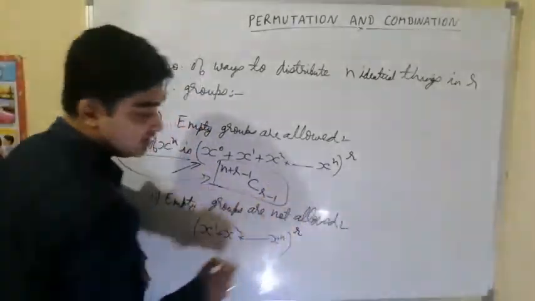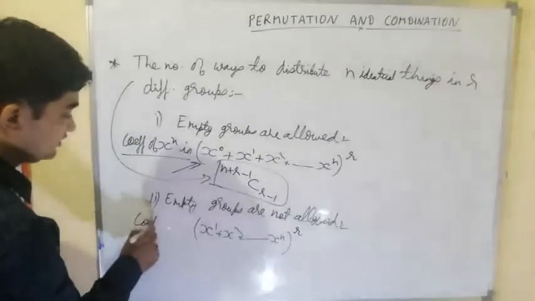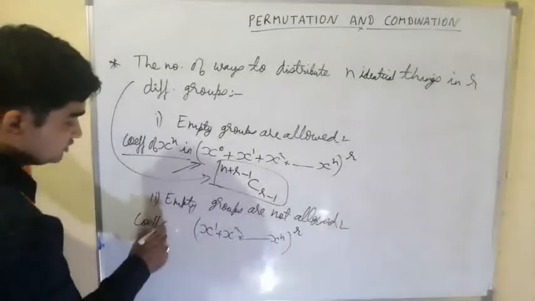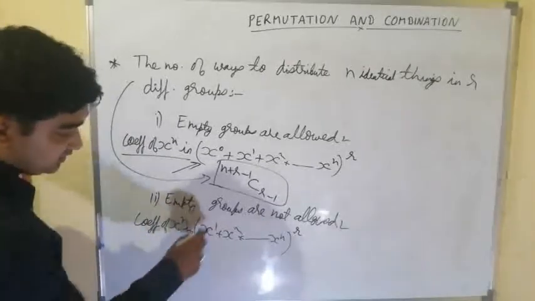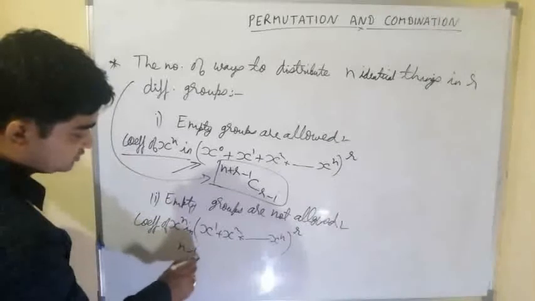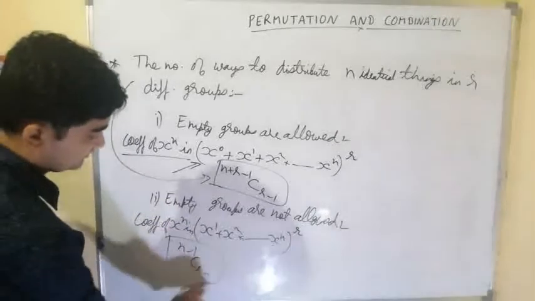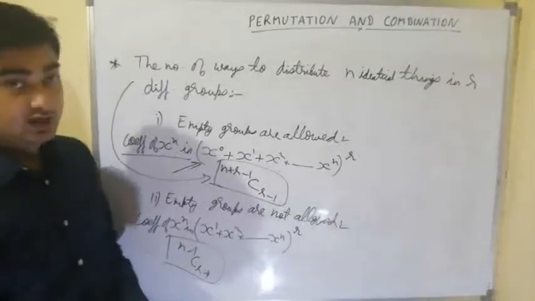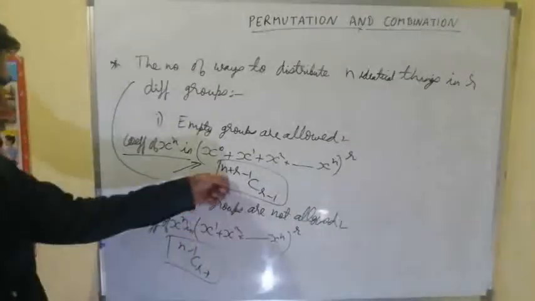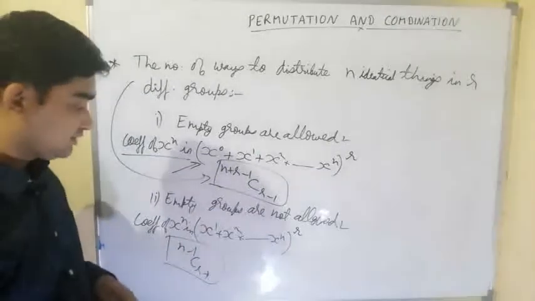There are how many groups? R groups. Here also we want total x^n, so the coefficient of x^n in this is your answer. Then in this case the answer will be n minus 1 c r minus 1 if empty groups are not allowed. If empty groups are allowed, it is n plus r minus 1 c r minus 1.